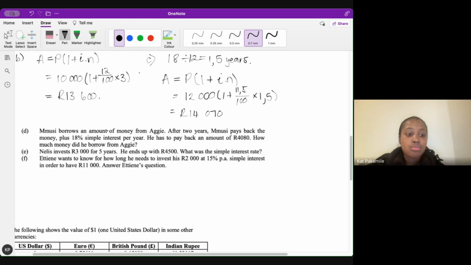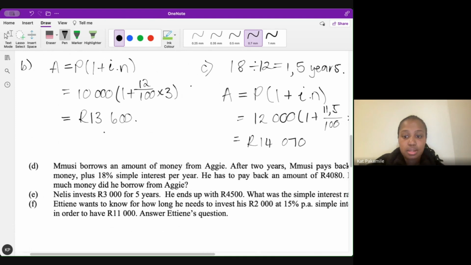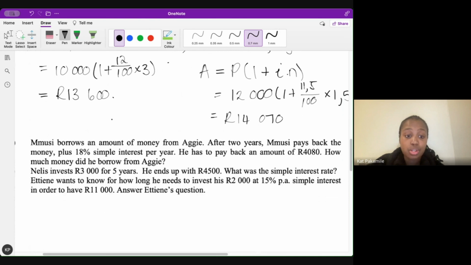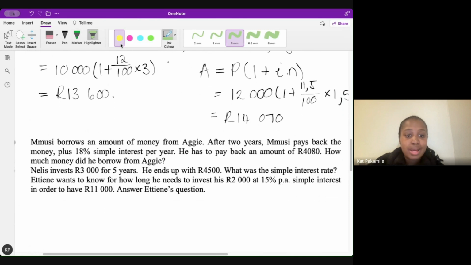Okay, so Musi, there we go, because my eyes were starting to hurt, borrows money from Aggie. After 2 years, the money plus 18% simple interest per year, he has to pay back 4,080. How much did he borrow from Aggie?